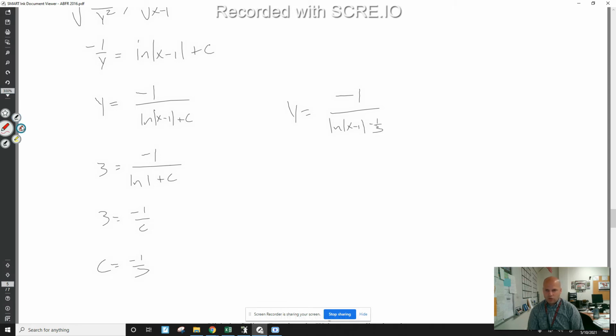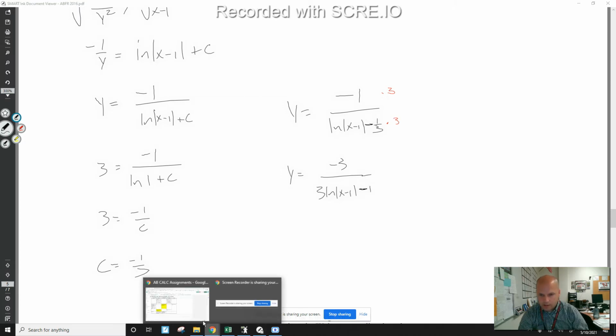Though this is good for you to know because on a multiple choice question, you usually don't see this answer. You usually need to know that you should multiply the top and bottom by 3. They don't like having fractions in denominators. So I bet you we see -3 over 3 log absolute x minus 1 minus 1, or like opposites of all that. Okay, let's see the 2016 scoring guidelines.